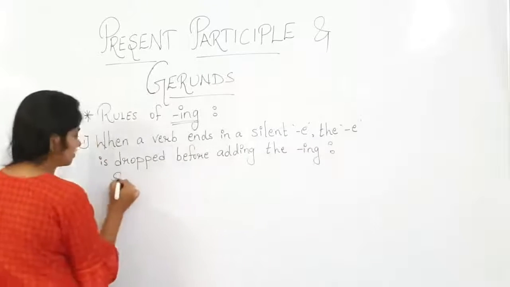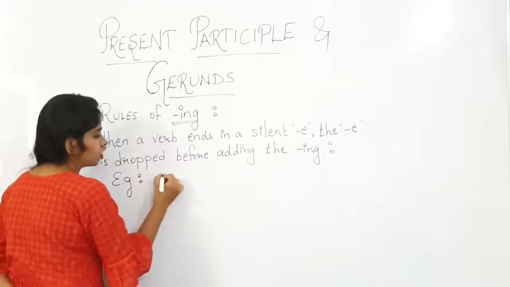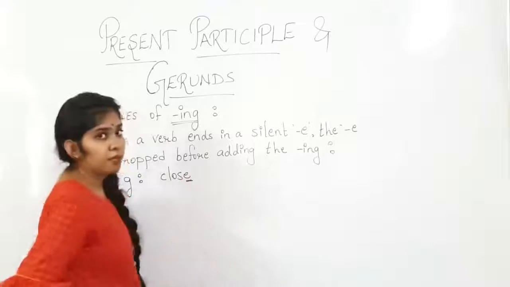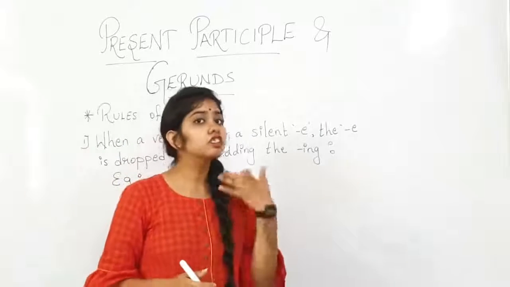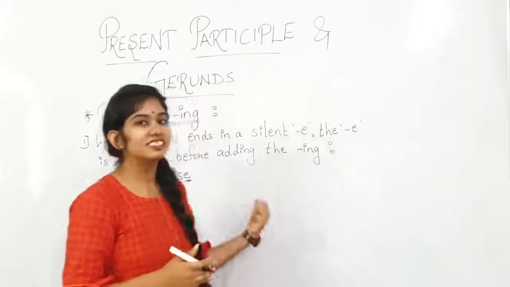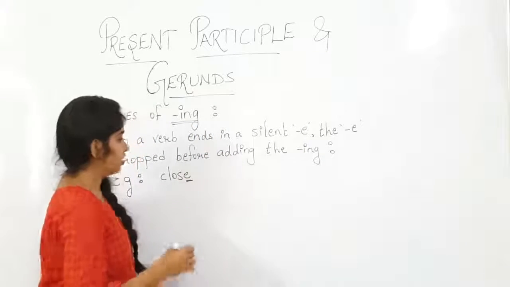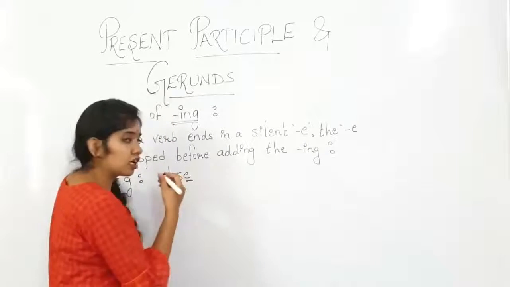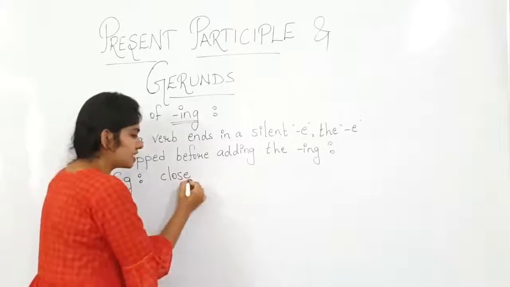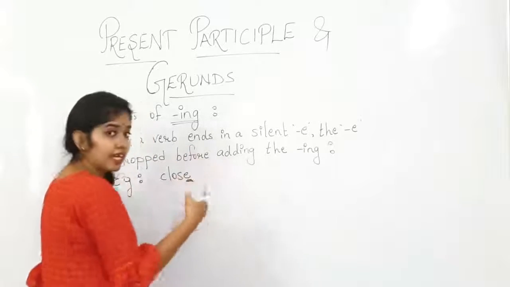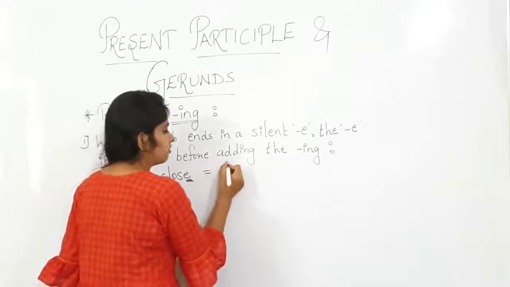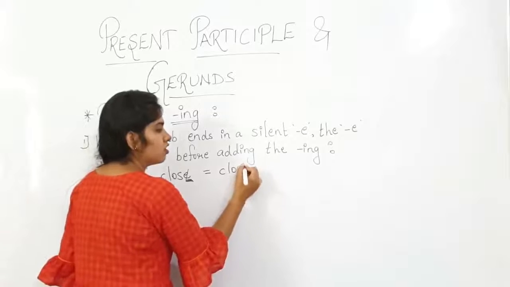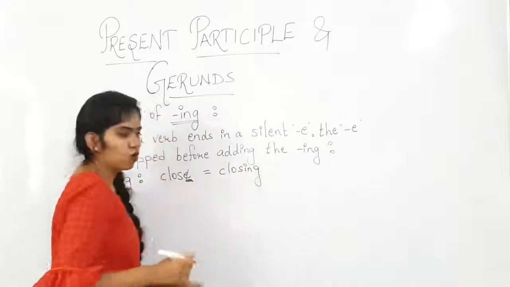For example, if I am writing close, at the last an e is there, but we do not speak the sound of the e. The e is silent over here. We do not say it as closing, we say close. So whenever we add ing, we will not write the e. Instead of that, we will add ing: closing.